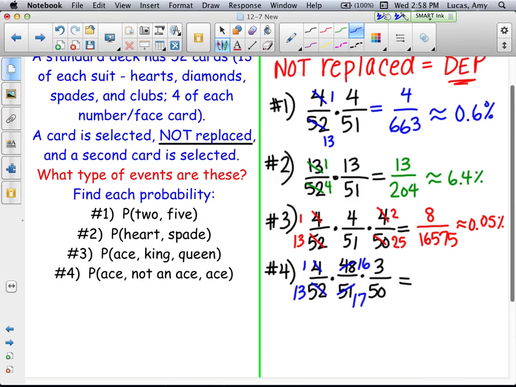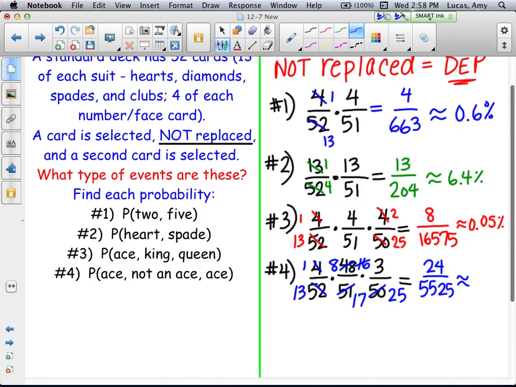Then that 16 is an even number, and so is the 50. So I can divide 50 by 2 to get 25 and divide 16 by 2 to get 8. Now I think I've reduced as much as I can. So my numerator, 1 times 8 times 3, is 24, and my denominator, 13 times 17 times 25, is 5,525.